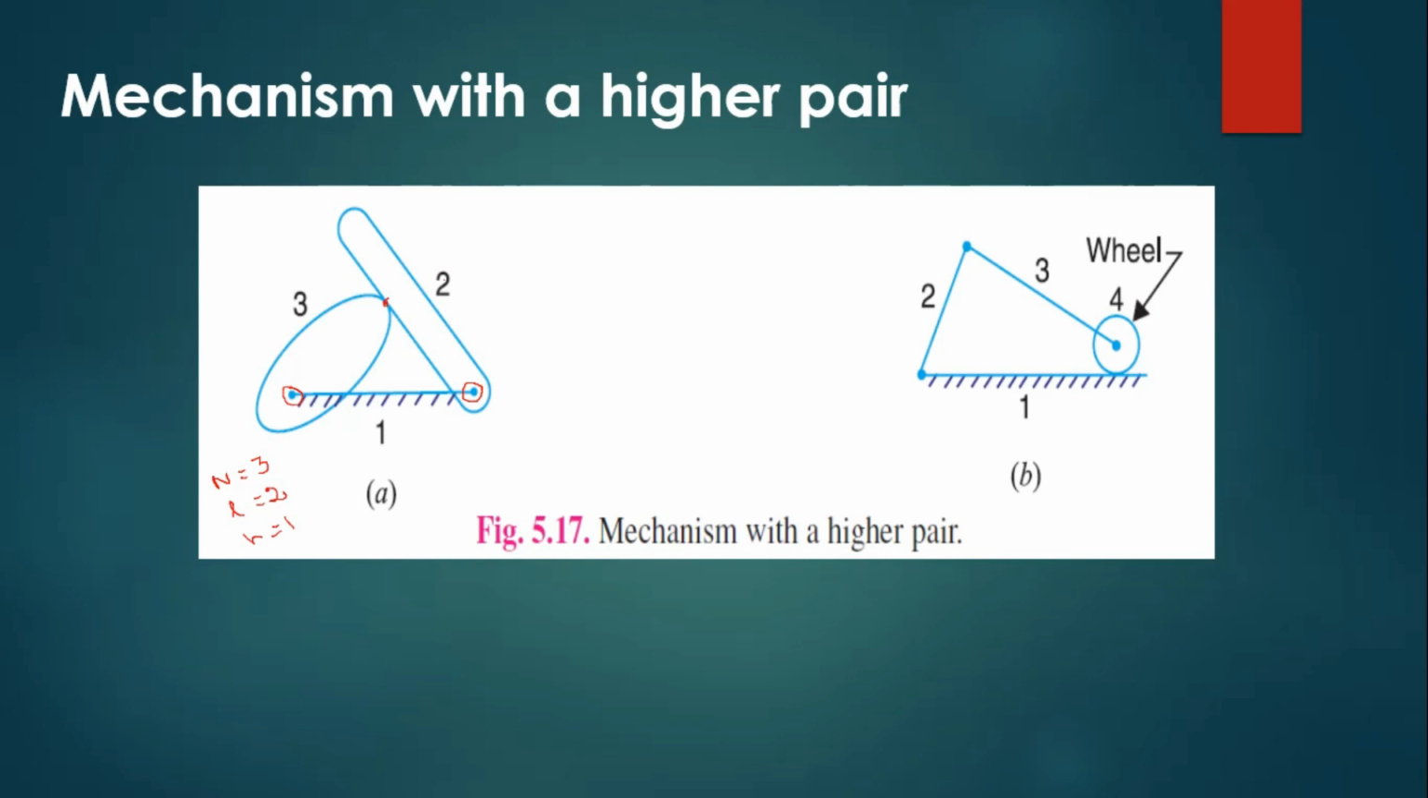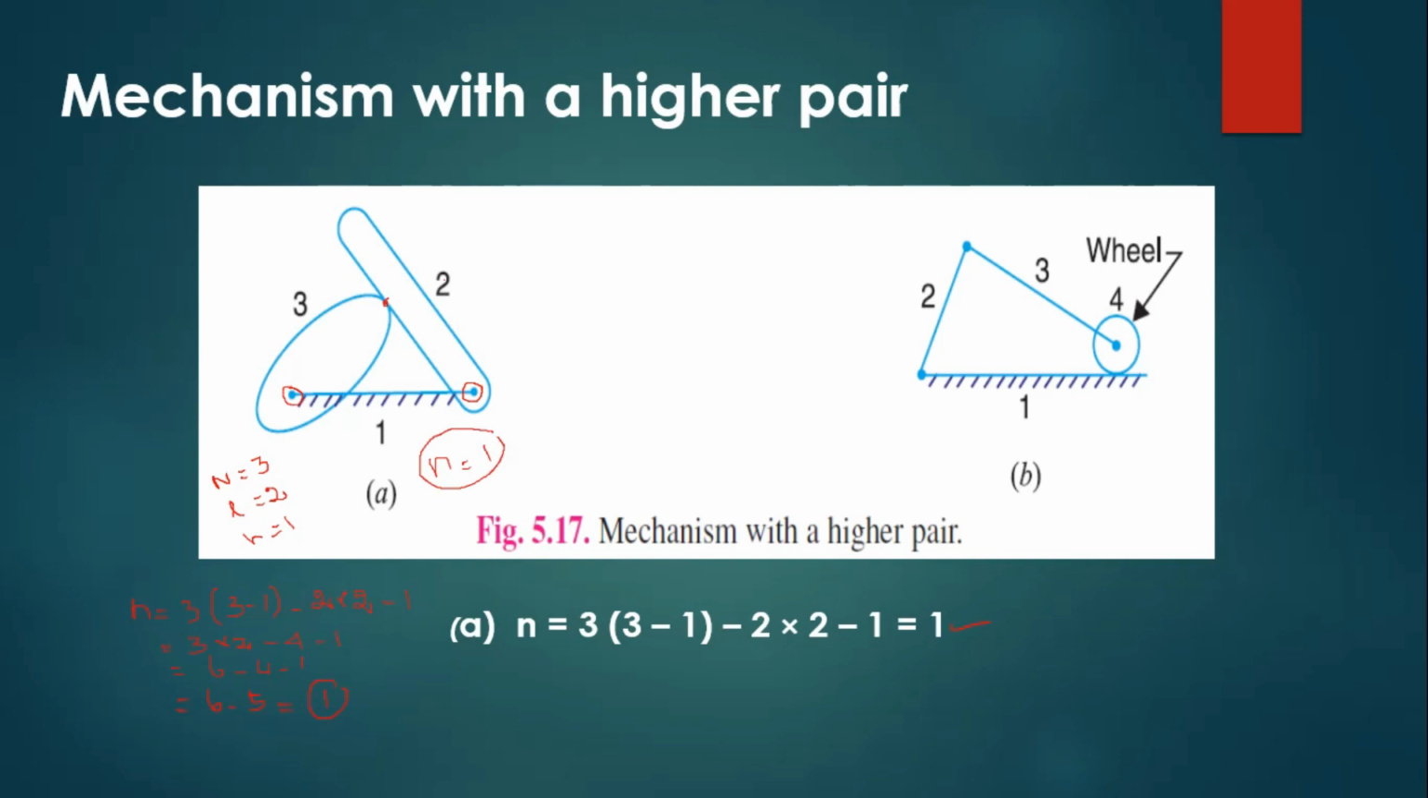So what is the formula? Already we know that n is equal to 3 into the number of links minus 1, minus 2 into lower pair, minus h, right? So what is this? 3 into 2, minus 2 twos are 4, minus 1. So 6 minus 4 minus 1. So n is equal to 1 for this first case, right? So 6 minus 5 is equal to 1 for this case. So n is equal to 1 for this case. This is a constrained mechanism.